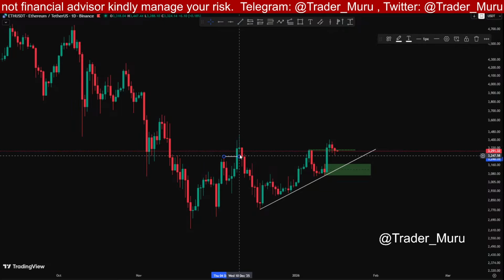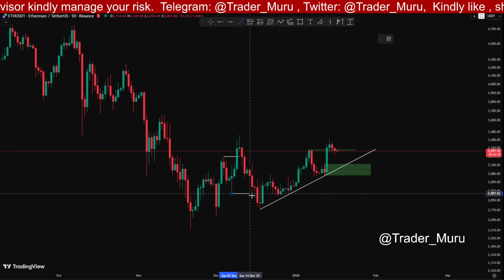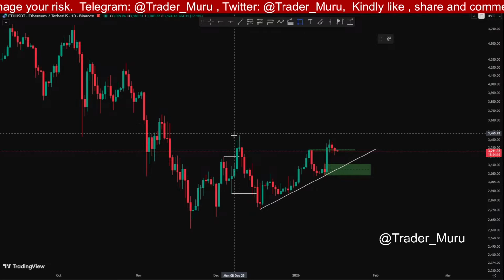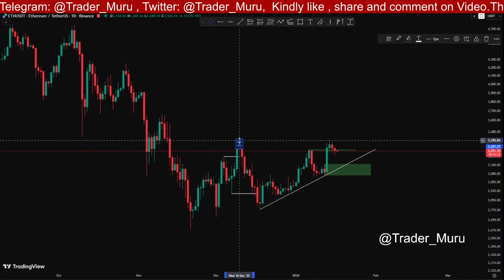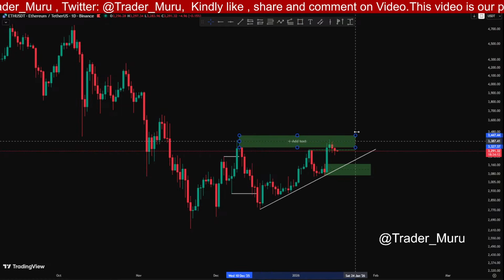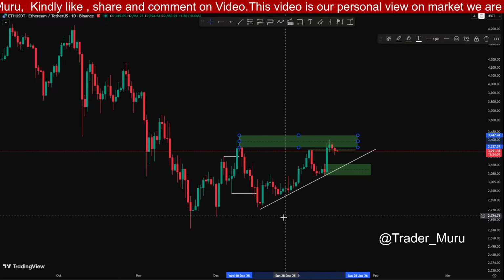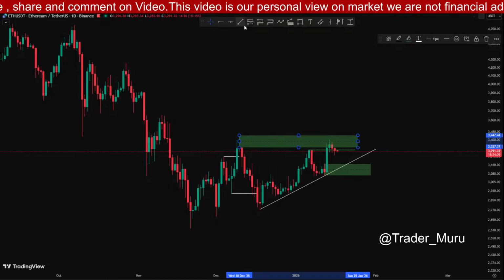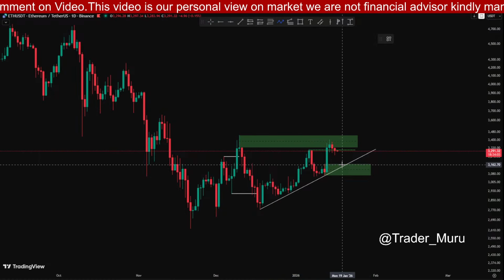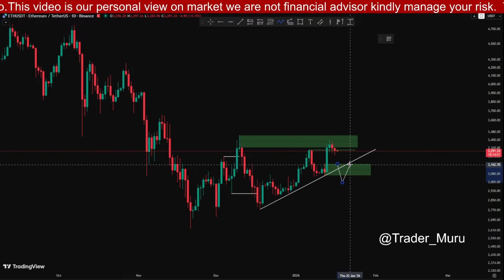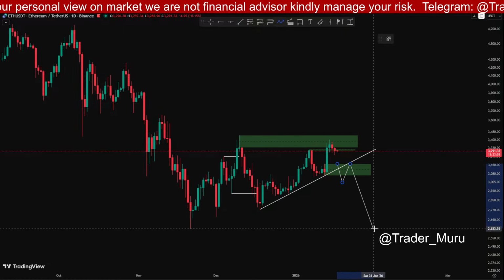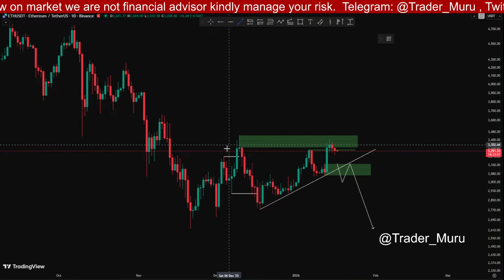Recently we have this high and this change of character. After that, this bearish zone was tested, and price is retracing. So if price breaks below this trend line and gives me a 1 day time frame or 4-hour time frame change of character, I'll be watching for short. My target will be this low.